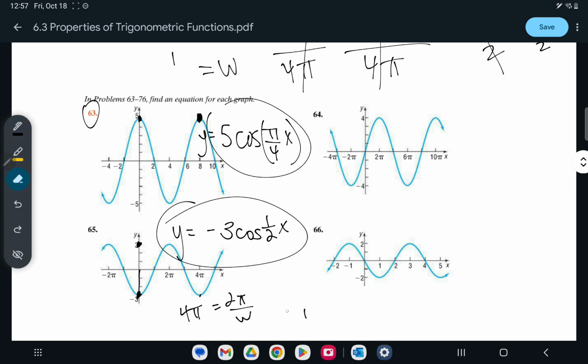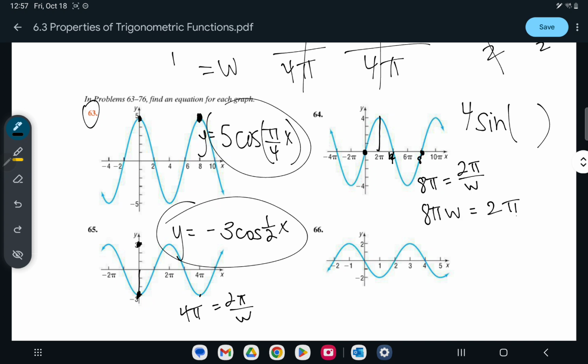All right, let's look at these other ones. So these other two, because they start at the origin, 0, 0, these are sine functions. So just find the amplitude, so that is 4. And then the period. So from here to here, let's see, 2, that would be 4, that would be 8. So the period here is 8 pi. So 8 pi omega equals 2 pi, divide by 8 pi. It's another one with pi over 4.